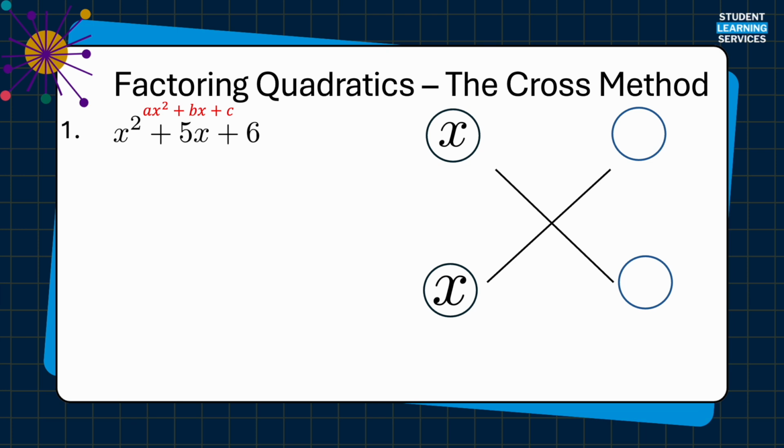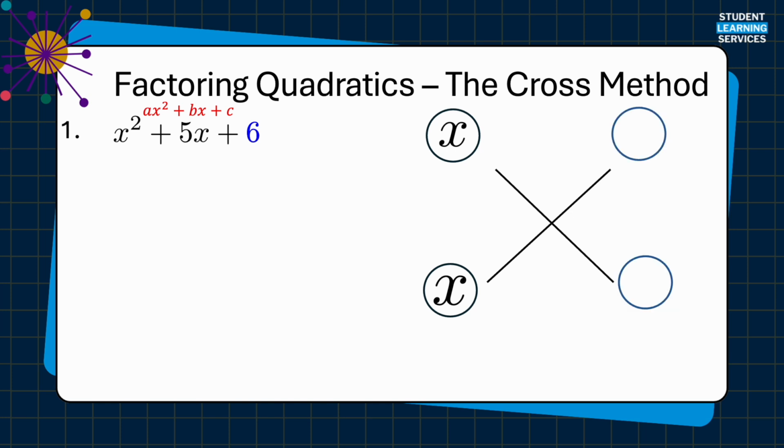And the rule is I must put at least one x in each circle. So I put x and x. Coincidentally, x times x is already x squared, so we are good with the black circles for now. Next, in the blue circles, I need to put an integer in each circle such that when I multiply those 2 integers, it will be equal to the c value, which is 6 in this question.